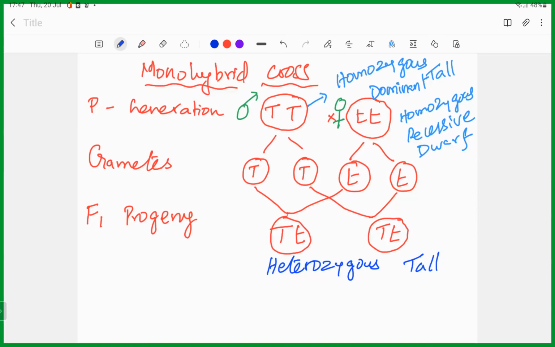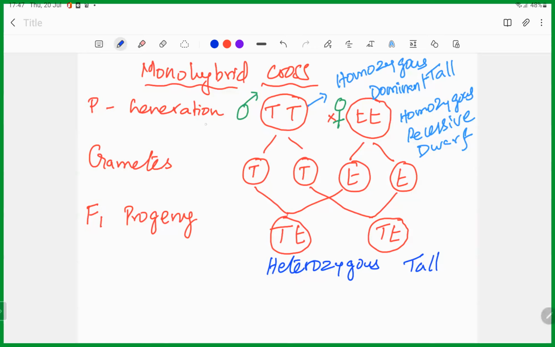Copied till this yourself, Hari. So what you can understand from this? Listen, he selected two parents, P generation. This is a monohybrid cross. What is a monohybrid cross? A cross between one pair of contrasting characters.